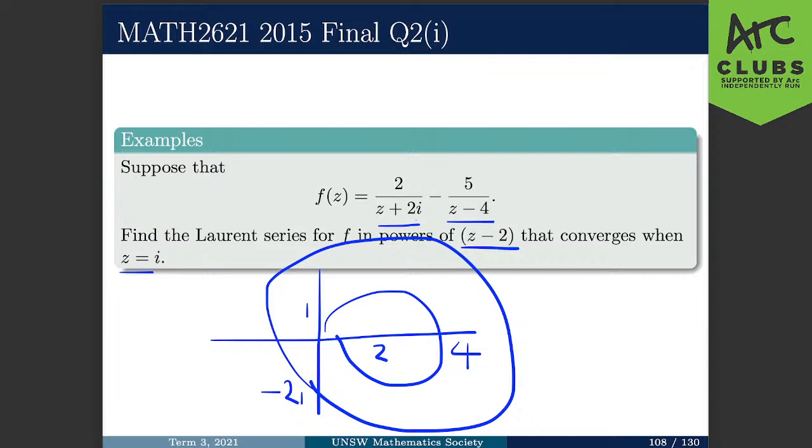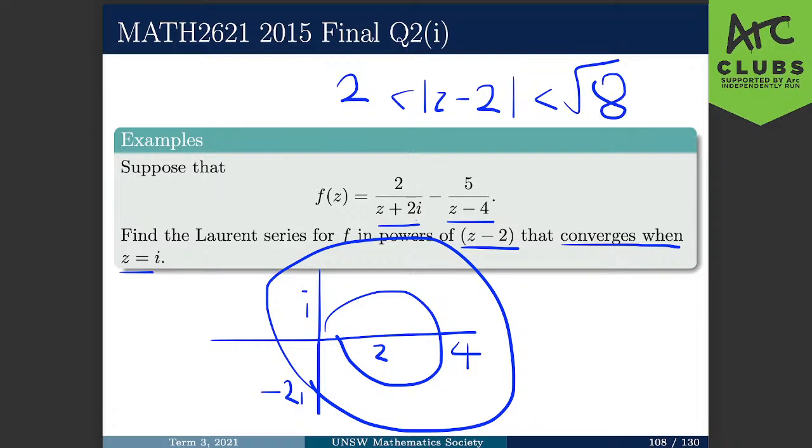The question wants us to find the one that converges when z is equal to i, which is over here. Clearly from this diagram, i is between the two circles. So the question is really asking me to find the Laurent series that converges for the absolute value of z minus 2 between 2 and root 8. You can see that the inner circle has a radius of 2, and the outer circle has a radius of root 8. So i lies in between those two circles. If I want this Laurent series to converge at z equal to i, it means I want to find the series that converges in here.